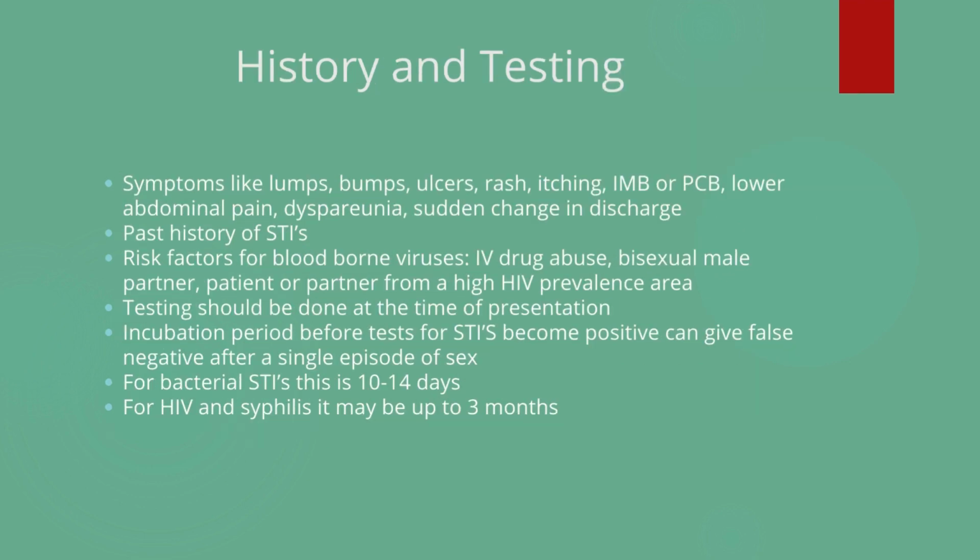So, as a doctor, you should be aware of important points in history and testing. Generally, symptoms like lumps and bumps, which is like lymphadenopathy, ulcers, rash, itching, intermenstrual bleeding or postcoital bleeding, lower abdominal pain, dyspareunia, sudden change in discharge, they're all pointing towards STIs. Past history of STIs, risk factors for bloodborne viruses. If your patient is an IV drug abuser or a bisexual male partner, patient or partner from a high HIV prevalence area, you should be very aware of all this information.